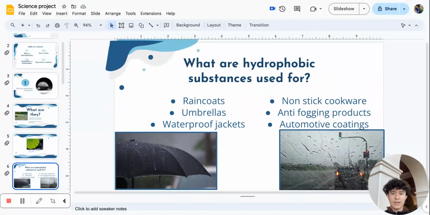All right, so what are hydrophobic substances used in? A lot of people use hydrophobic substances in almost anything. You use it in raincoats, umbrellas, waterproof jackets, anything waterproof. There are also hydrophobic properties in non-stick cookware, like Teflon, anti-fogging products such as goggles that you use to swim. And there are also automotive coatings, which is pretty much your windshield, which has a coating that repels the water.